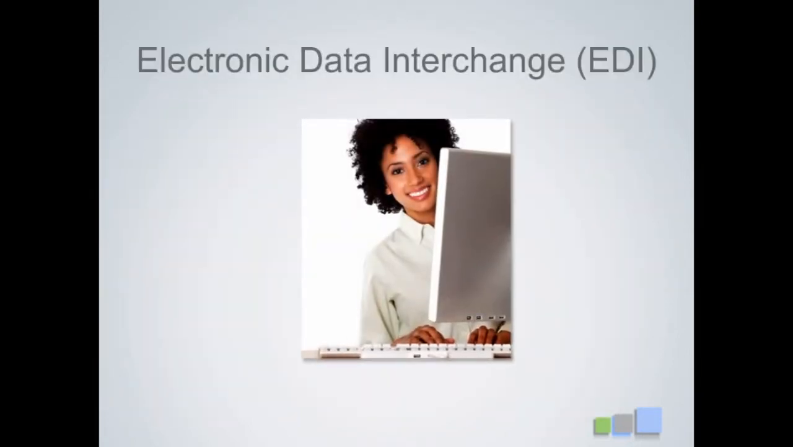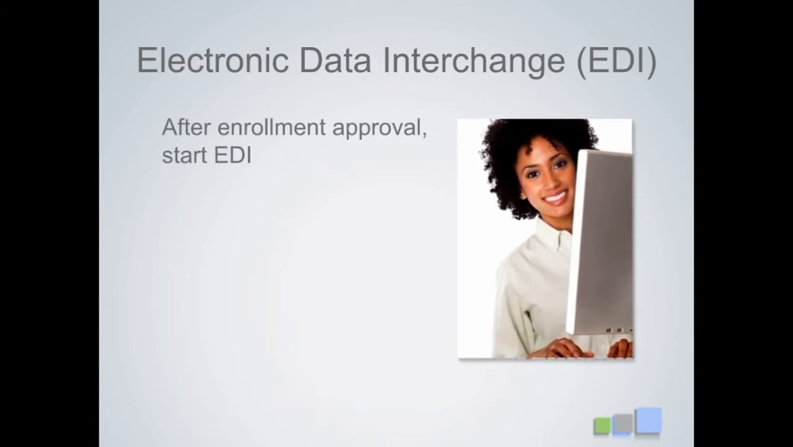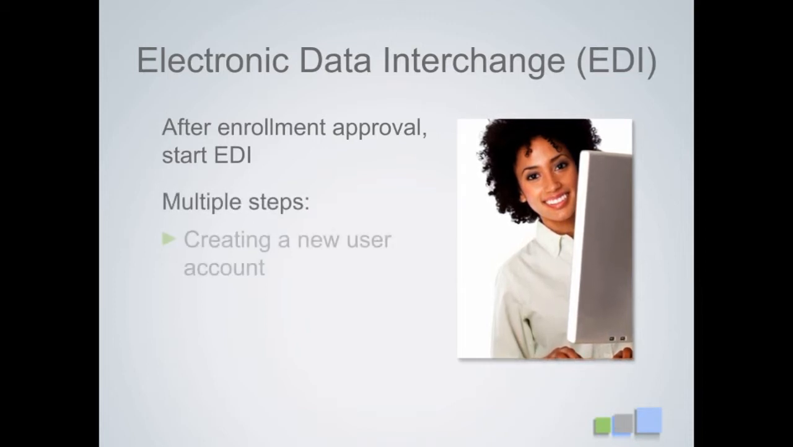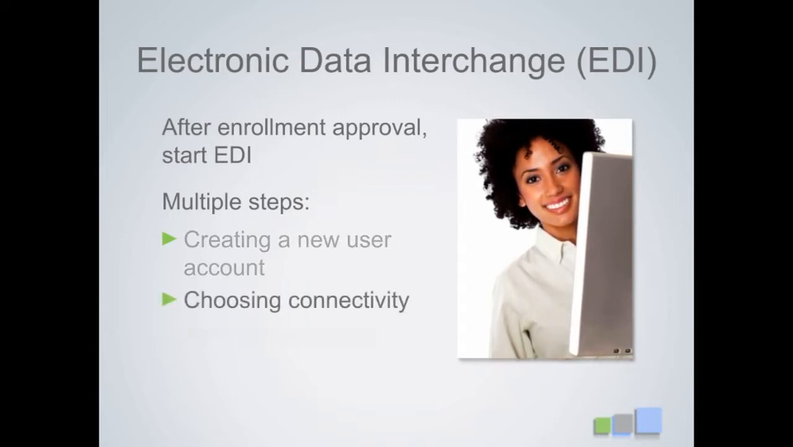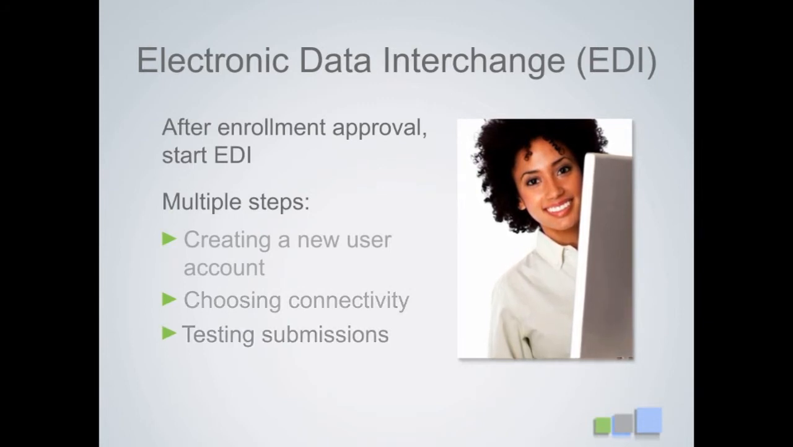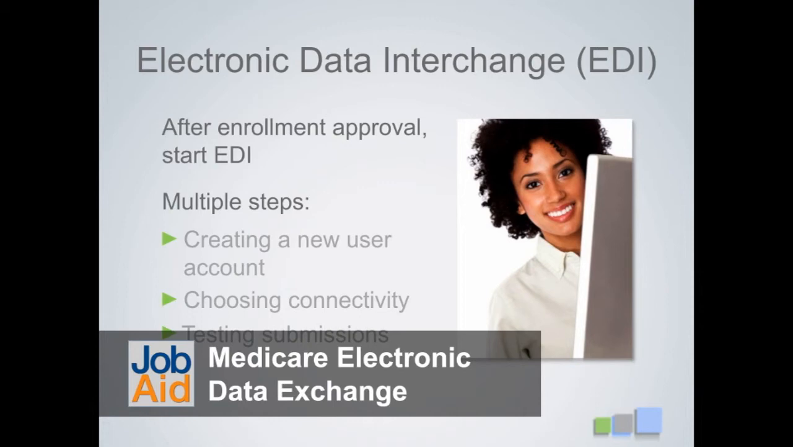Once your provider enrollment application is completed and approved, you'll want to get set up for electronic data interchange with Medicare, also called EDI. The process will require multiple steps to create your clinic's new user account, choose the type of connectivity you'll have available to transfer data electronically, and test your submissions before sending an actual real claim. To help walk you through the steps of the EDI process, you can refer to the downloadable job aid, Medicare Electronic Data Exchange.